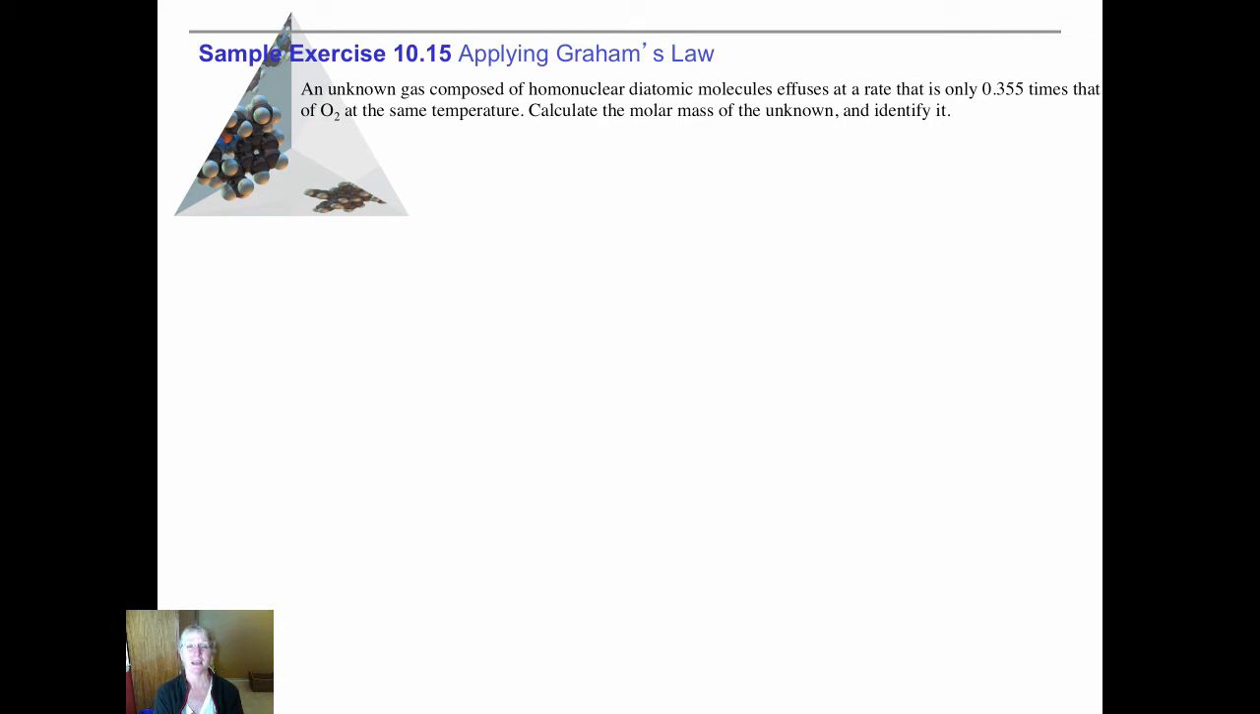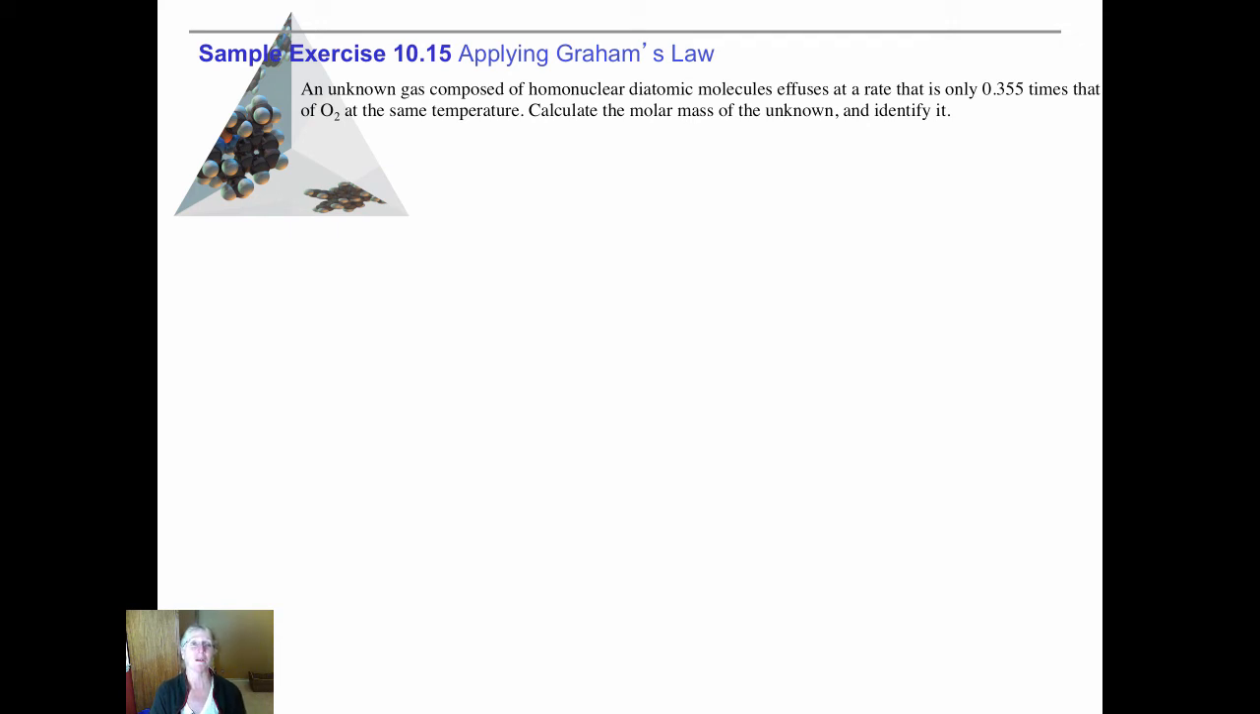An unknown gas composed of homonuclear diatomic molecules means it's a 2-atom molecule and the 2 atoms are the same. That's what it means. So an unknown gas will effuse, escape through a hole, at a rate that's only 0.355 times that of oxygen at the same temperature. So first logic question is, if it's only 0.355 times as fast as oxygen, is it going to be heavier or is it going to be lighter? Okay, I hope you said heavier because it's moving more slowly.